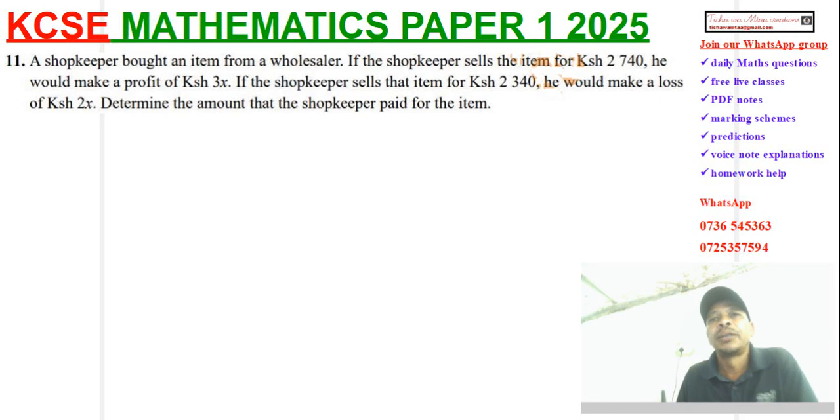This is question number 11, 2025, paper 1, mathematics. So we are told a shopkeeper bought an item from a wholesaler.